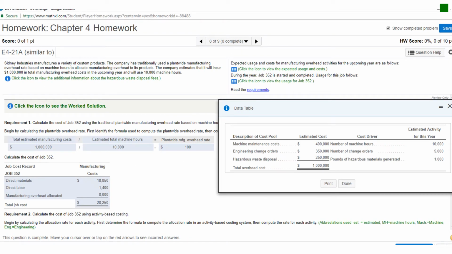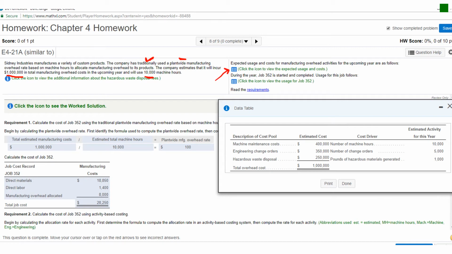Okay, so for this homework problem, we're going to be doing a comparison of your plant-wide overhead rate, and then eventually ABC. They make custom products. This is the Sydney industry. Up here it says they traditionally have used a plant-wide manufacturing overhead rate, based on machine hours to allocate overhead to its products. The company estimates that it will incur $1 million in total manufacturing overhead and use 10,000 hours. So that's what they initially do.